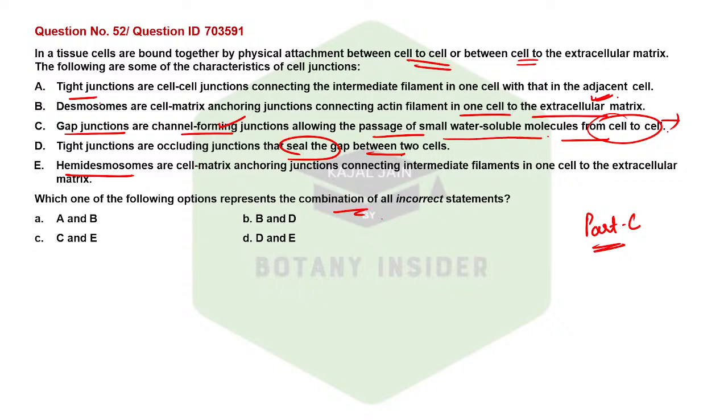And then you have hemidesmosomes, your cell matrix junctions connecting the intermediate filament in one cell to the ECM, that is extracellular matrix. D option is the correct answer, it's correct information. That's why we will not be implying it here.